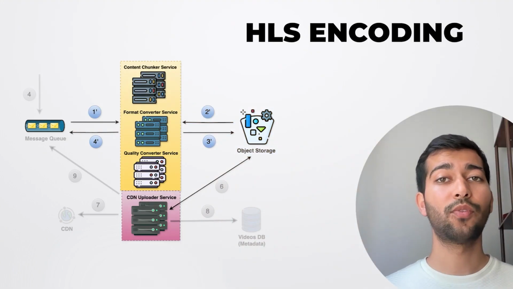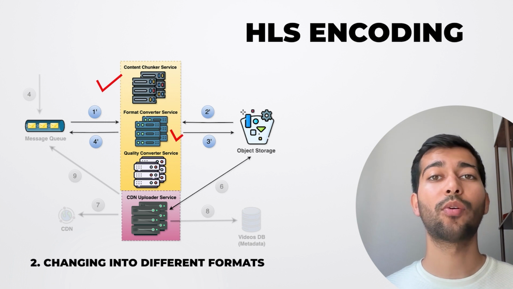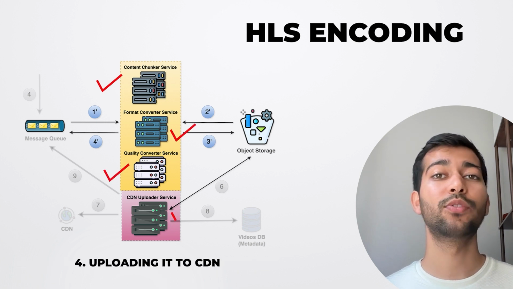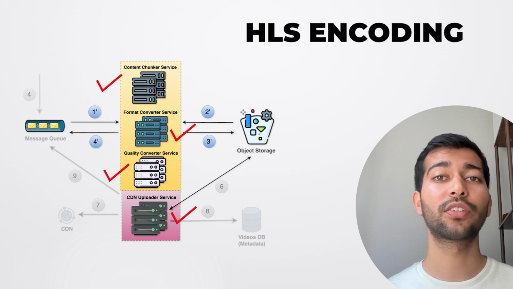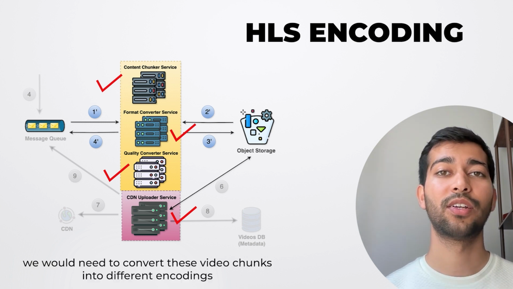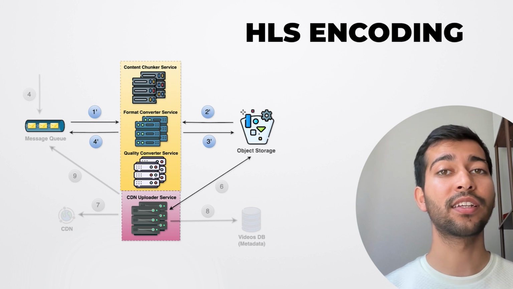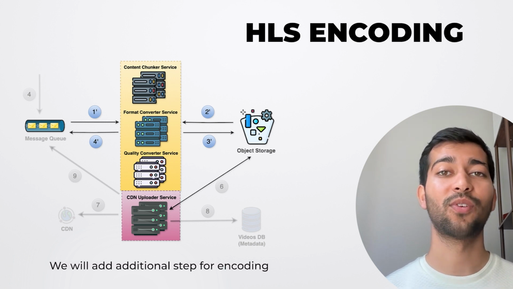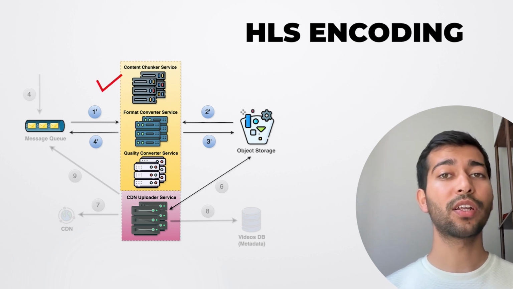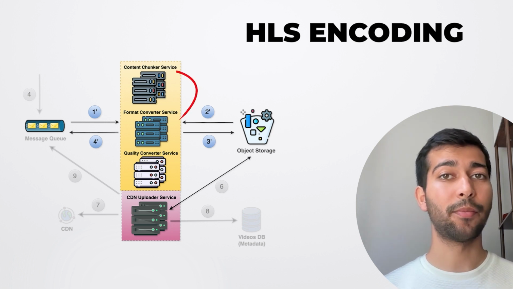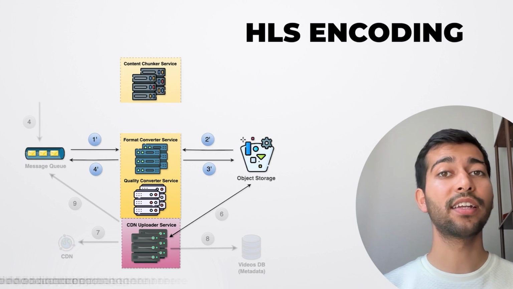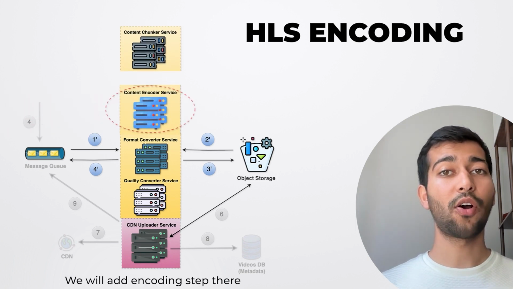So in our current workflow, we have the process of chunking, changing into different formats and resolutions, and uploading to CDN. Now if we want to use HLS, we would need to convert these video chunks into these different encodings. So how do we do that? We'll add an additional step for encoding in our workflow. So once the chunking is done, we were converting that chunk into different formats, right? But let's change things up a bit. Once the chunking is done, we'll add the encoding step there. So here's how it looks like.